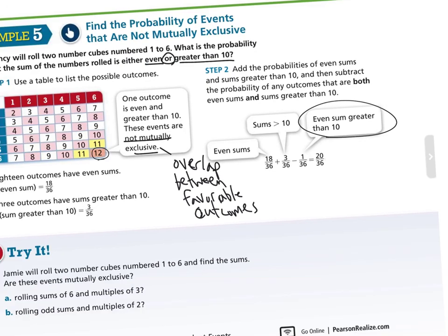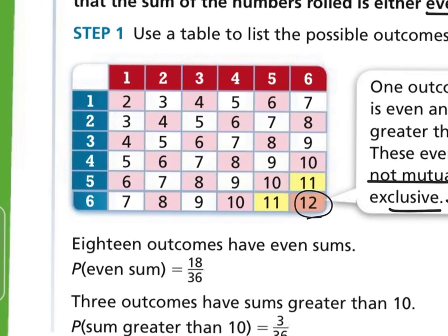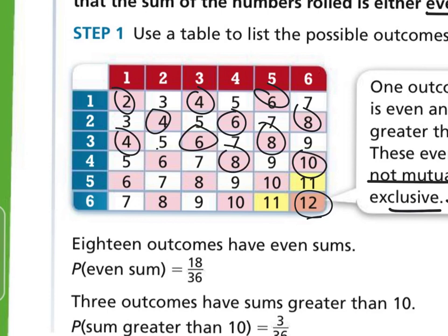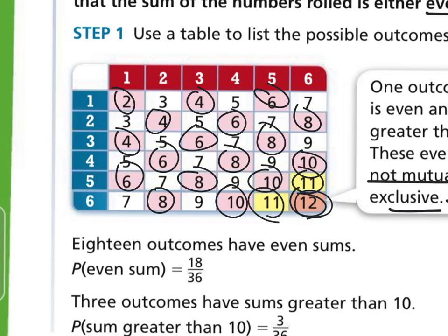Probably simpler for you guys would be, if you're going to do this table anyway, I would just look at the evens, which are all these, and then I'm looking for sums greater than 10, so 11, 11. The 12's already circled. Then you can just count how many you've got. If you just count how many you've got there, there's going to be 20 out of 36. And then you don't have to worry about, I'm going to add these two fractions and then subtract this other fraction. Just count how many things you've got there and you'll be good.